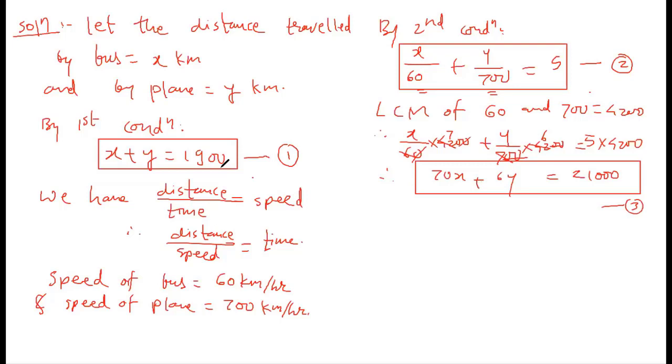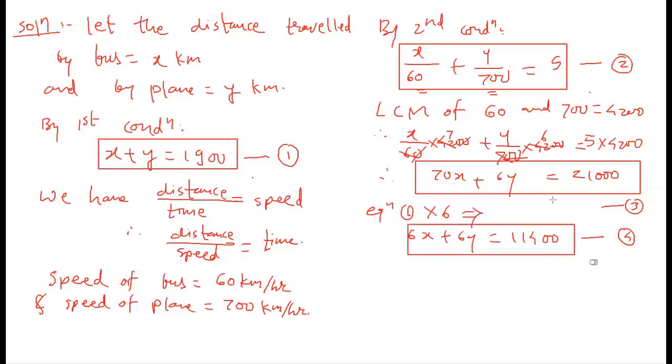Now equation 1 is x plus y equals 1900 and equation 3 is 70x plus 6y equals 21,000. So let's make coefficient equal. I'm going to multiply equation 1 by 6. So it becomes 6x plus 6y equals 11,400. Let's call this equation 4. Now we are going to subtract equation 4 from equation 3 to get the value of x and y.